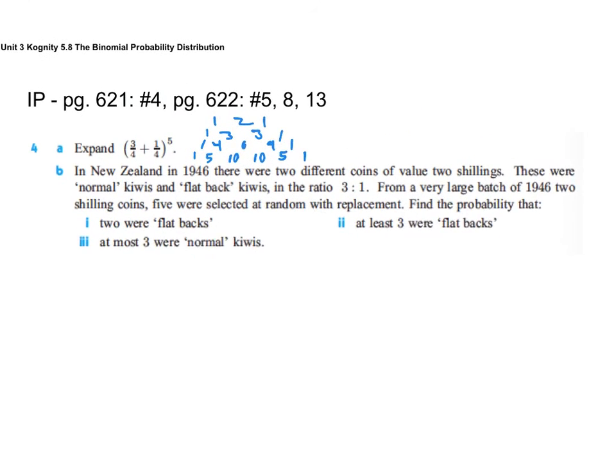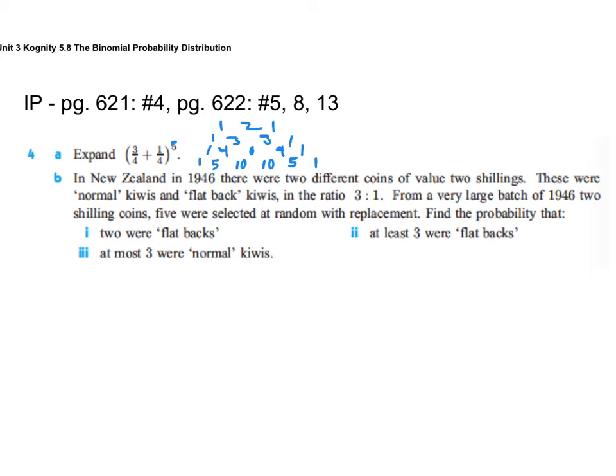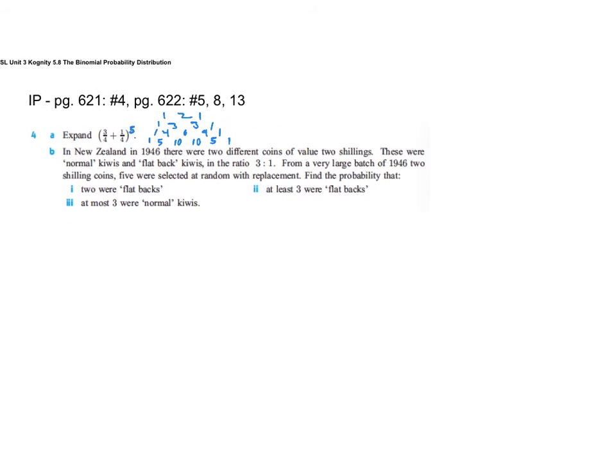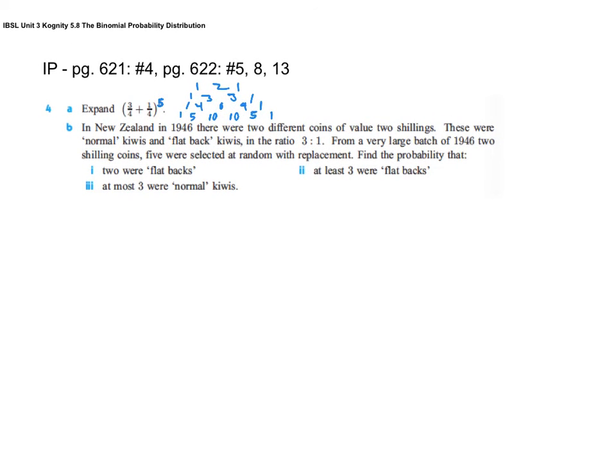Because it's to the 5th power. Okay, it's to the 5th power. So I'm going to stop on the 5th row. That's going to give me all of my coefficients. So I have 1 plus 5 plus 10 plus 10 plus 5 plus 1.